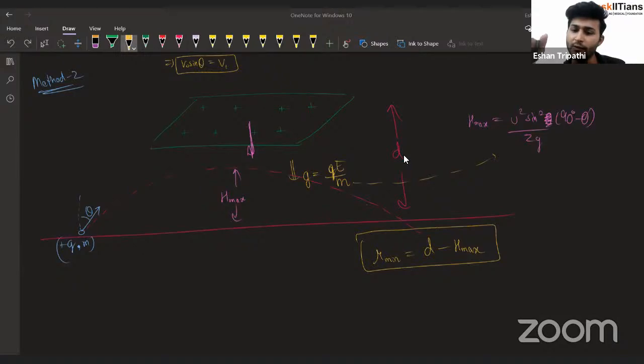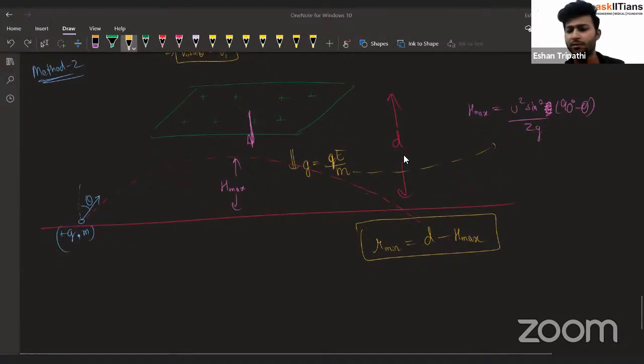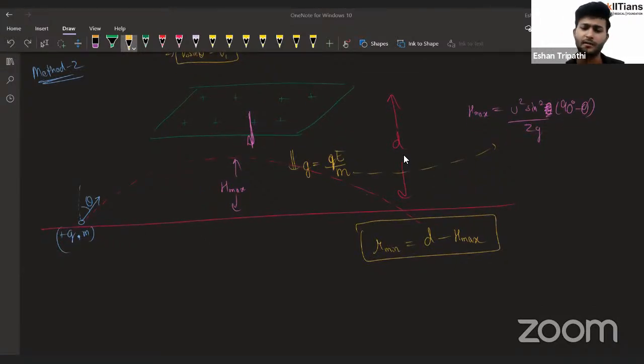In the first method, you found potential using E equals minus dV by dr. Yeah, that's also the same. The electric field was uniform, so delta V equals E delta X. That's correct.